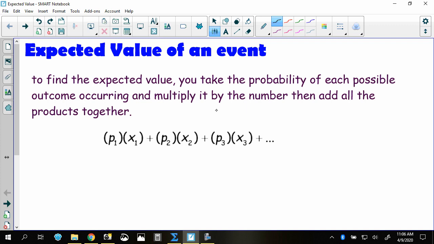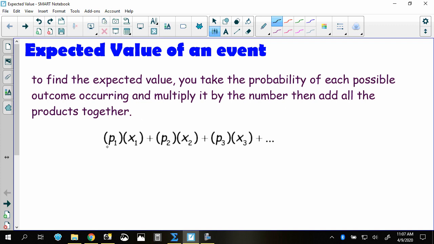So this is our last information. It's called expected value of an event. Okay, so to find the expected value, you take the probability of each possible outcome occurring and multiply it by the number of that outcome, and then add all the products together.